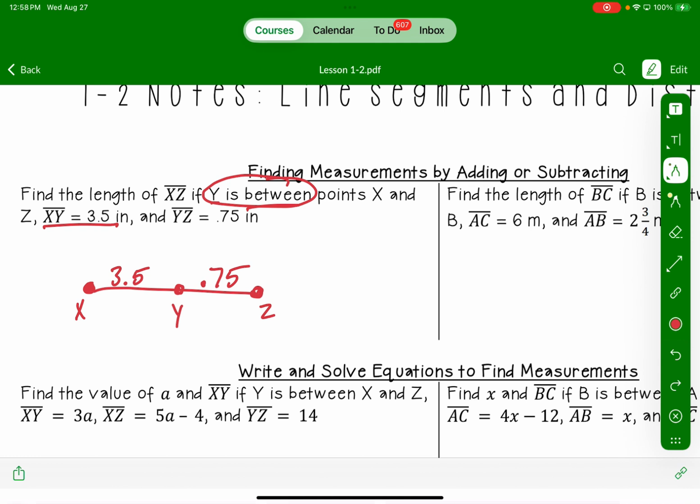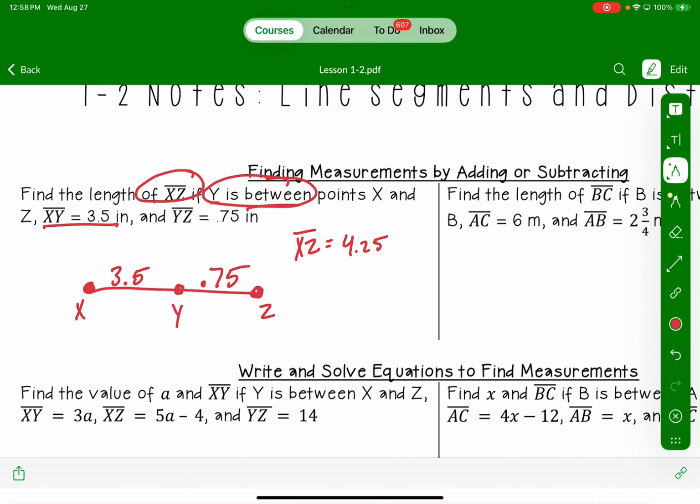All right, now that I'm off that tangent, how do I finish solving this problem? I'm looking for the length of XZ. Very good. 3.5 plus 0.75 is 4.25. Very simple. Okay, how did we know to add?